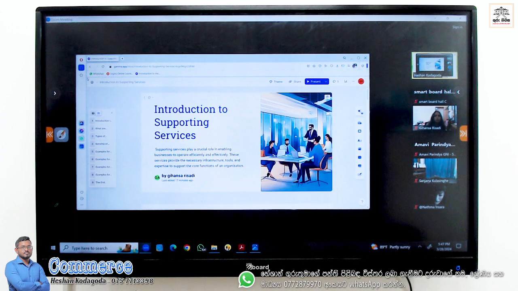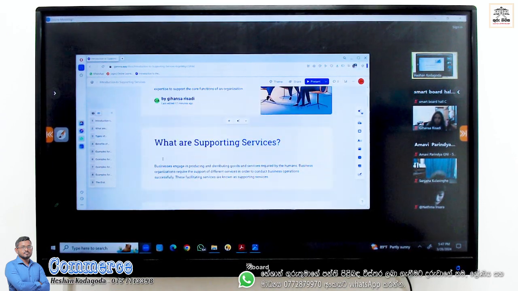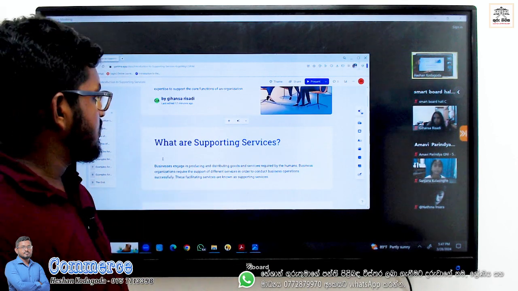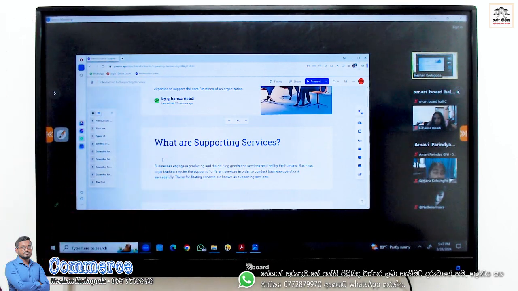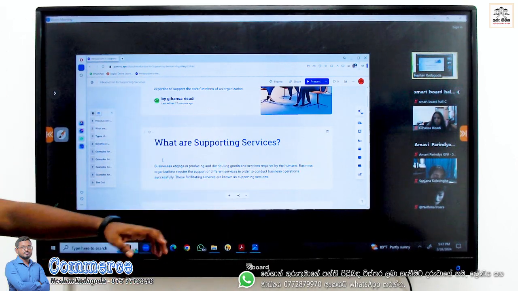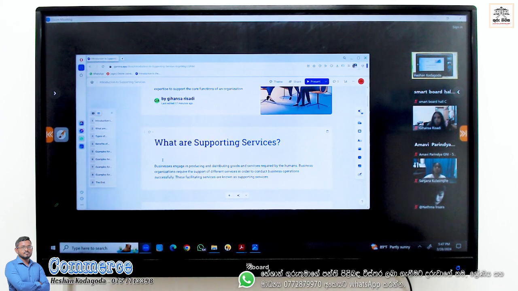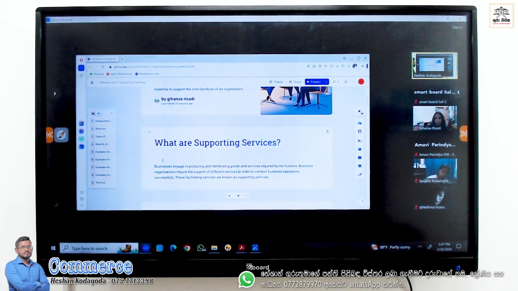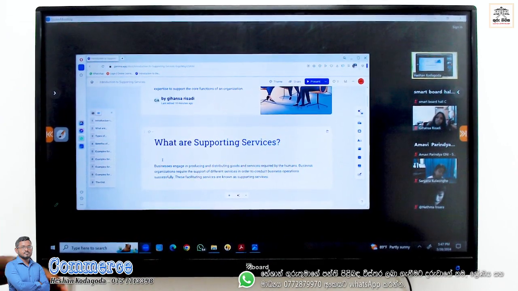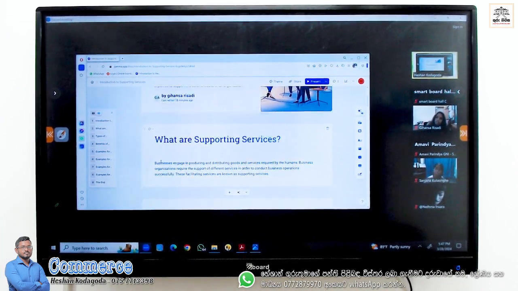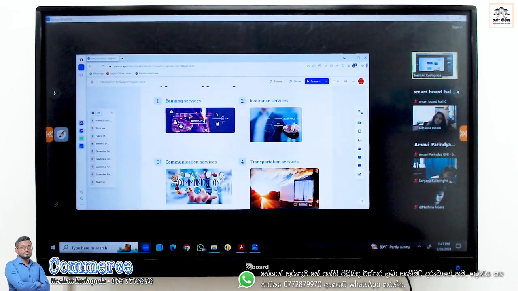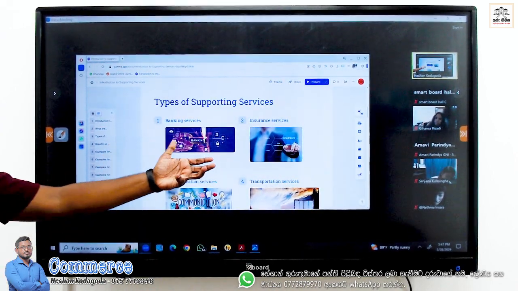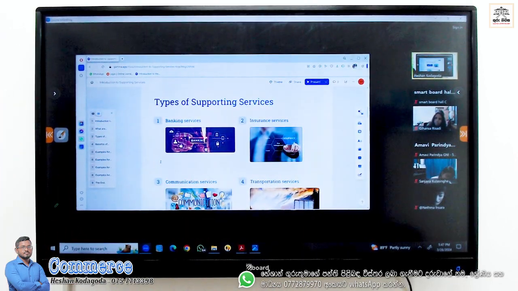Okay, moving to the other slide. You can see what are supporting services. Business engaging in producing and distributing goods and services required by humans. Business organizations require the support of different services in order to conduct business operations successfully. Okay, moving to the other slide. Then types of supporting services, you can see banking, insurance, communication, and transportation.